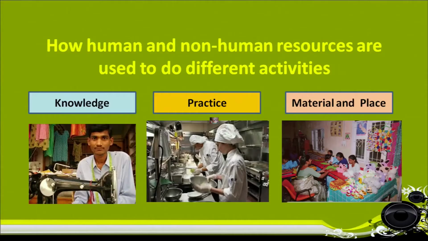You can see some pictures to understand these resources. This young boy in the first picture has the knowledge of tailoring. This is a human resource and he also has the sewing machine, that is a non-human resource. In another picture, two young girls are practicing to become chefs. Kitchen for them is a non-human resource and practice is a human resource. In the third picture, the teacher is training other girls the skills of making toys for sale. Skill is the human resource, and the material for toy making and the place where they are sitting are non-human resources.